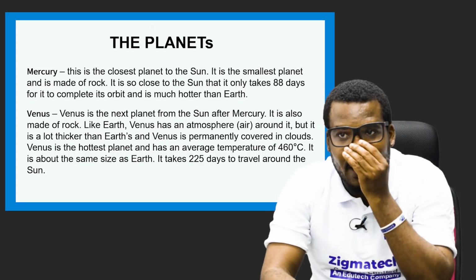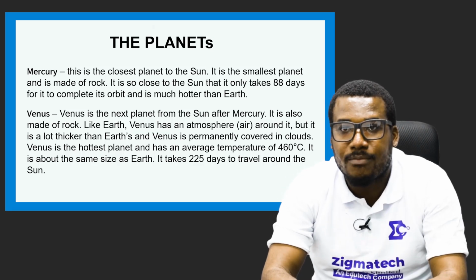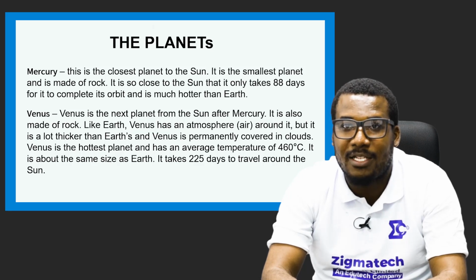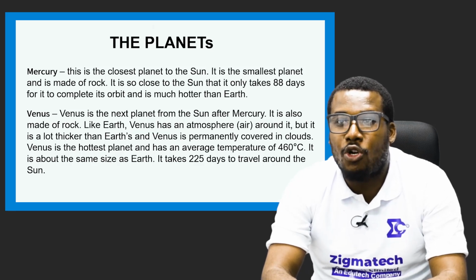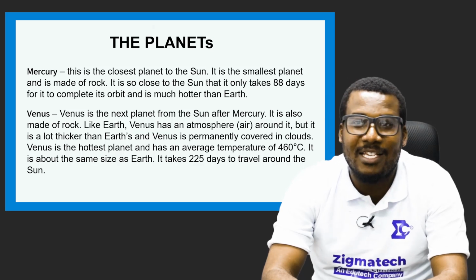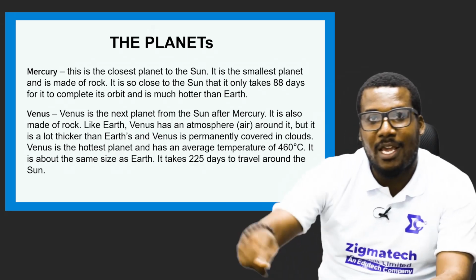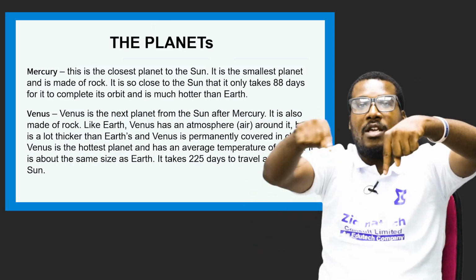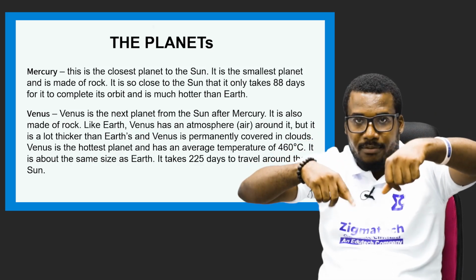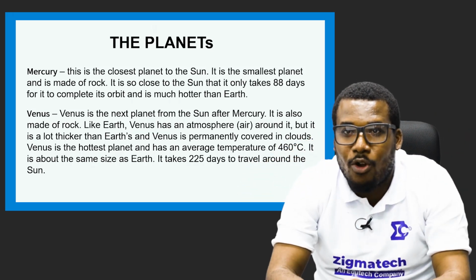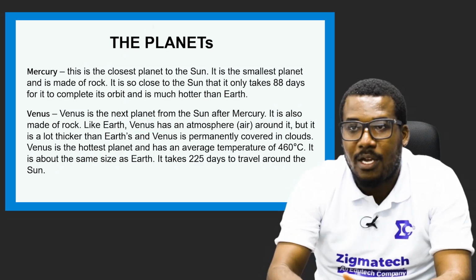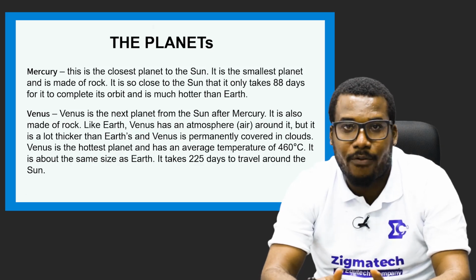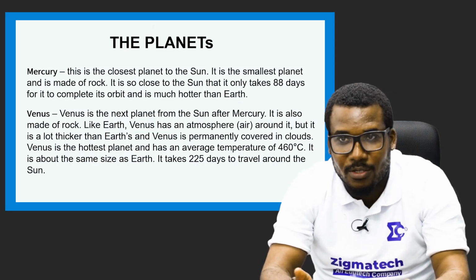Now let's see some facts about our planets. Mercury. The one there is Mercury. This is the closest planet to the sun. It is the smallest planet and is made of rock. It is so close to the sun that it only takes 88 days to complete an orbit. The word orbit means a go around. If I orbit something, I'm going around that thing. A complete circle is one orbit. So it takes 88 days for it to complete its orbit. And it's very much hotter than the sun. Why? Of course, obviously, it's closest to the sun.